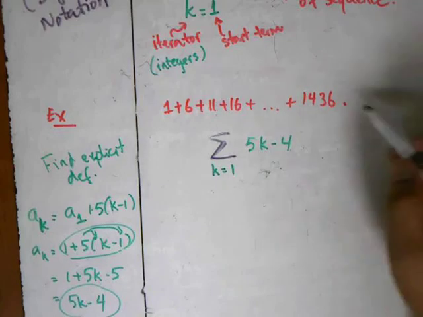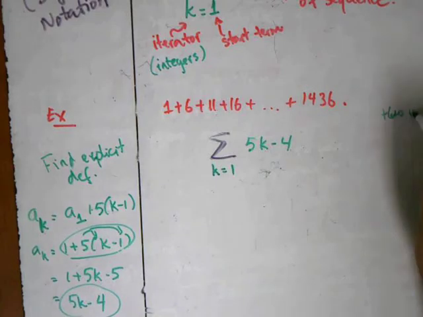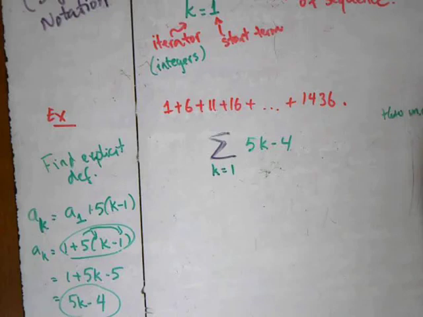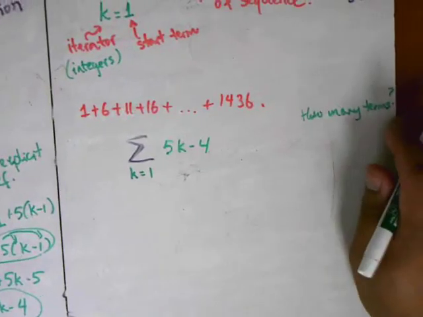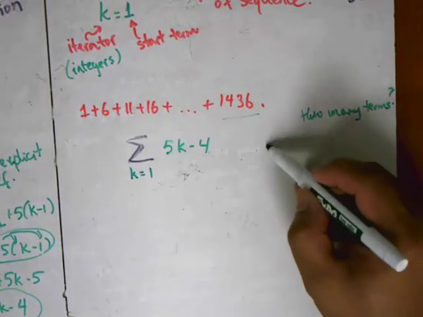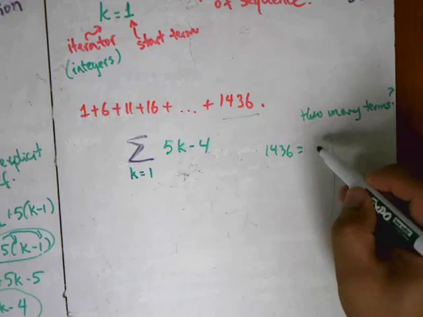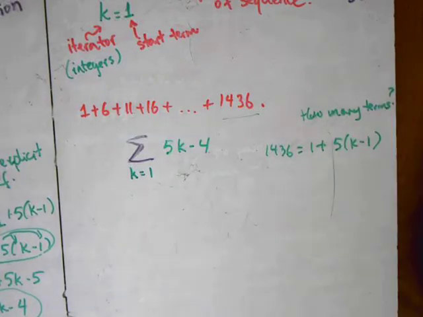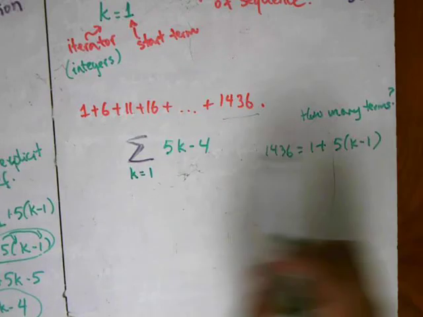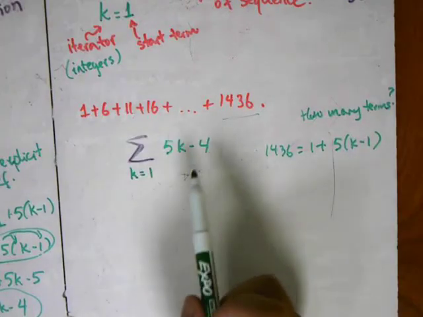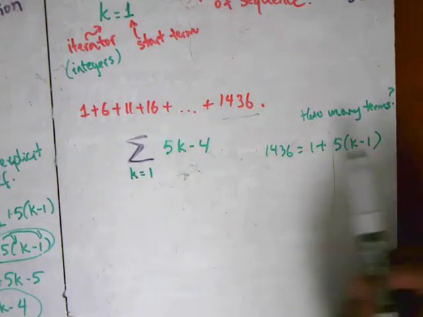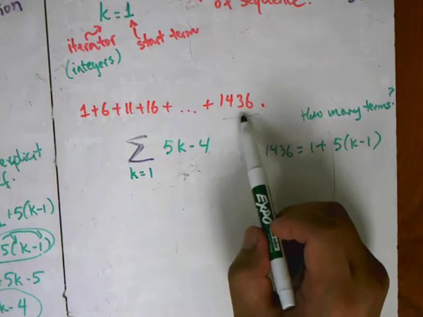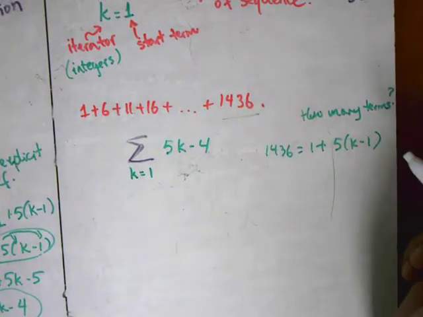Now finally, we need to figure out how many terms. We need to figure out how many terms this is. Well, 1436 is equal to 1 plus 5k minus 1. Okay. In other words, the first term is 1, but the last term is 1436, but we don't know how many terms that is.